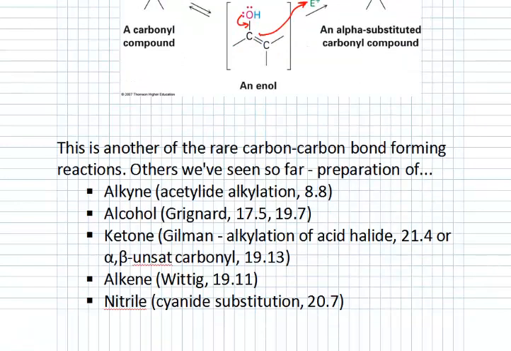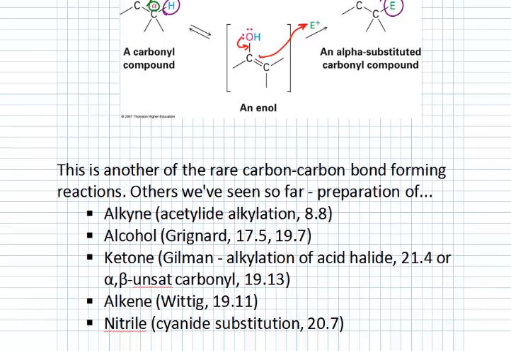Now, just as a quick little review, which will probably be handy for the final exam, this can be a carbon-carbon bond forming reaction because the alpha carbon, the carbon next to a carbonyl, is a nucleophile. And we don't have an awful lot of carbon nucleophiles, but an alpha carbon next to a carbonyl is one of them. So here's just a quick review of the other carbon-carbon bond forming reactions we've seen so far.